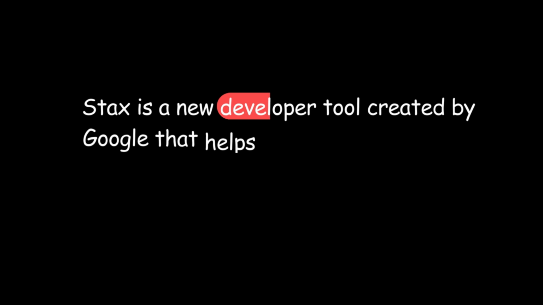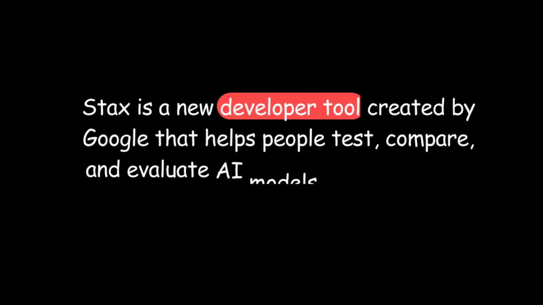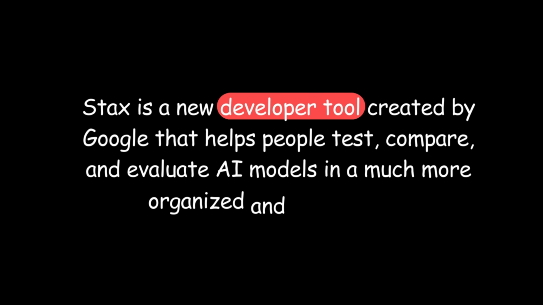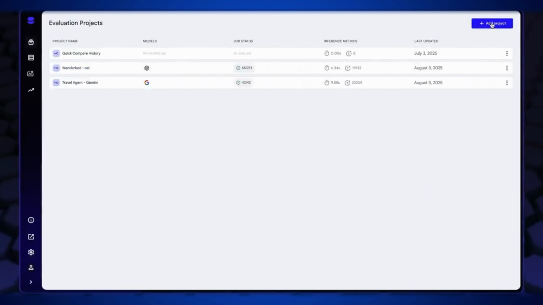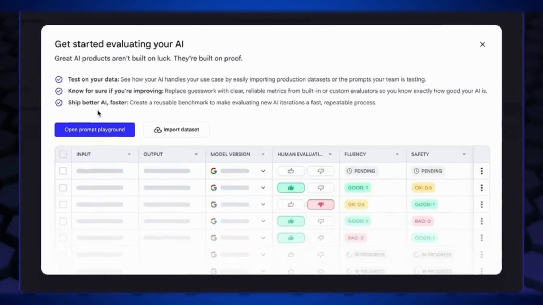Stax is a new developer tool created by Google that helps people test, compare, and evaluate AI models in a much more organized and reliable way. Instead of just guessing which prompt works best or trying things randomly, Stax gives you a proper system where everything can be tested step by step. The main goal of Stax is very clear. It wants to make AI testing repeatable, data driven, and customizable.